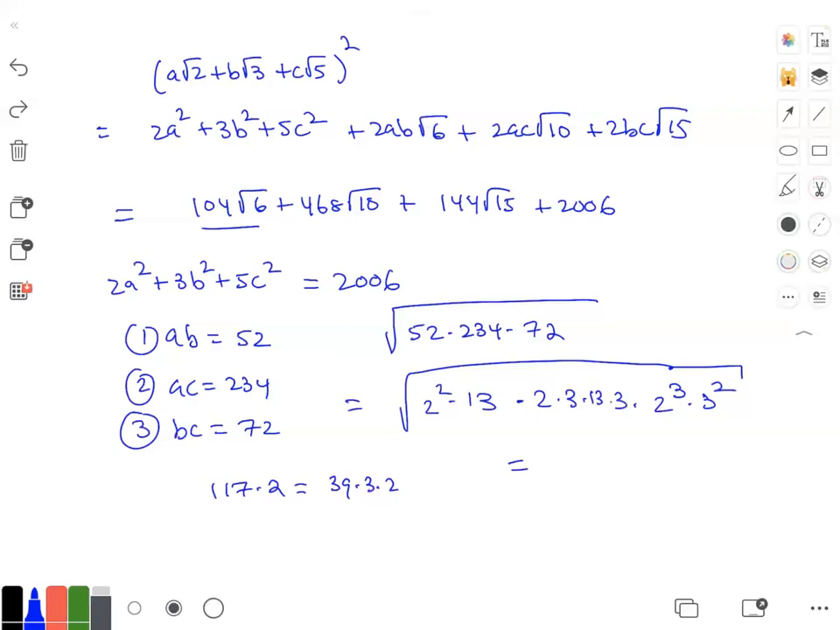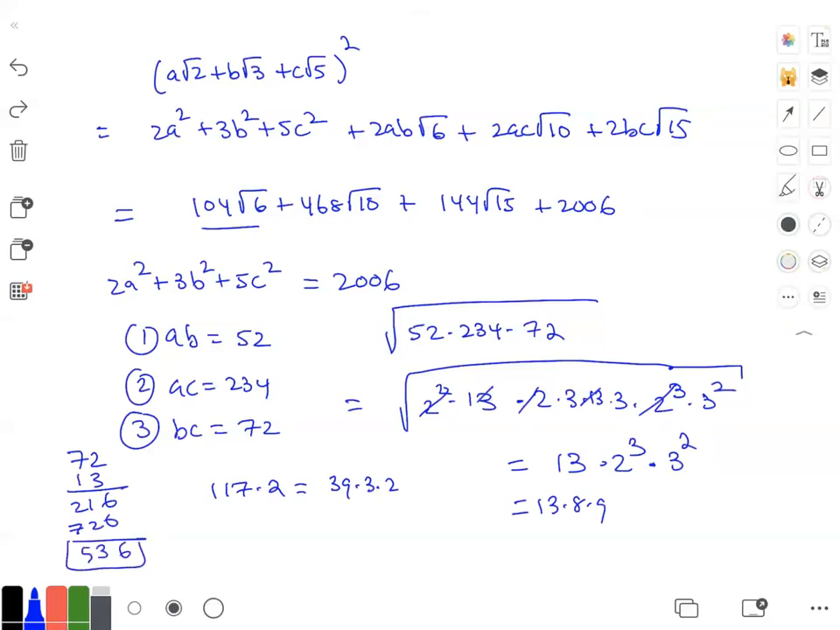So let's combine these. The 13's go away, we just have 13. So 2 squared, 2, and 2 cubed gives us 2 to the 6, so we just have 2 cubed after the square root. And then we have 3 squared, that's 3 to the 4th. So the square root is 3 squared. So this is just 13 times 8 times 9, which is nothing but 72 times 13. And if we do that, we get 936, and we are done.